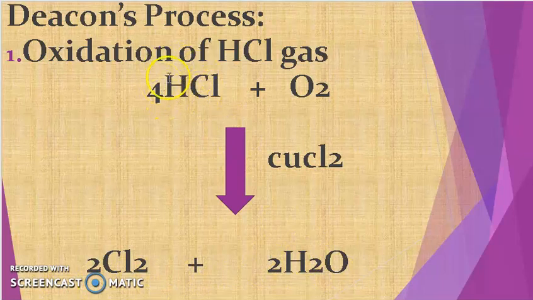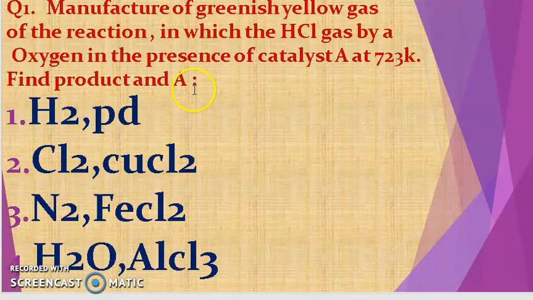Here the hydrogen from HCl reacts with the oxygen, so H2O is eliminated, and the remaining chlorine is the product of this particular process, the Deacon process. This is the way we manufacture the greenish yellow gas. So the answer is the second option, Cl2 and CuCl2. This is the correct answer for this particular question.